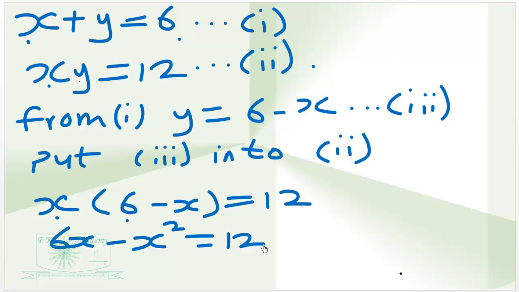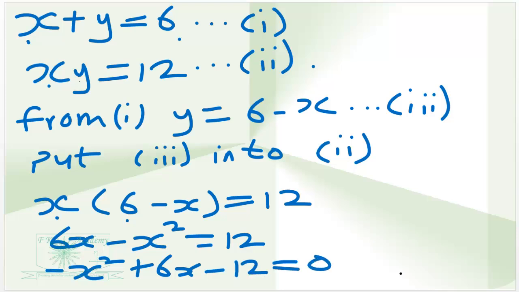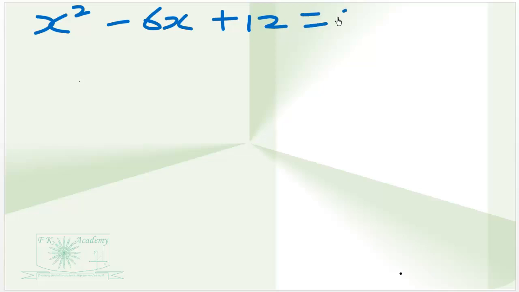So we can rewrite this equation as negative x squared plus 6x. Then we also move the 12 to the left hand side. So we have minus 12 is equal to 0. When we multiply through by negative 1, we obtain x squared minus 6x plus 12 is equal to 0.